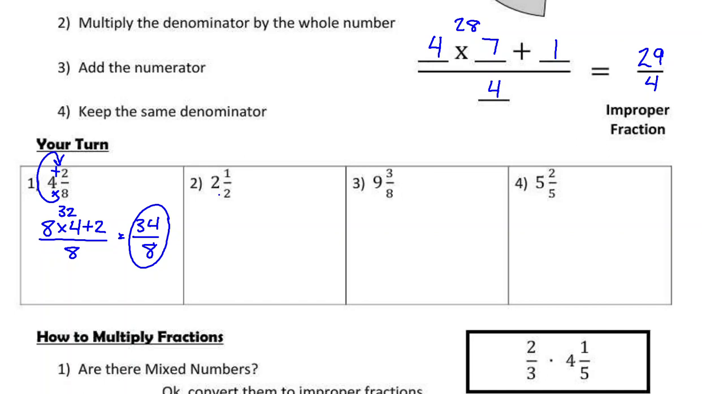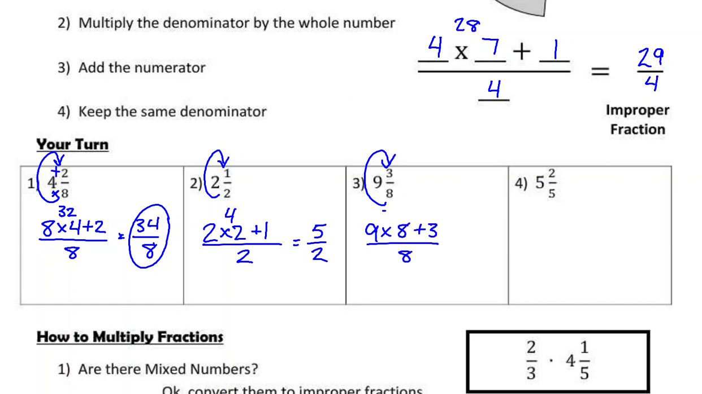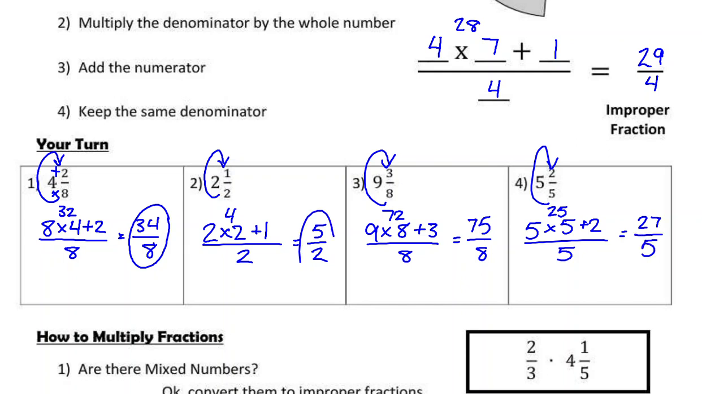So for number 2, 2 times 2 plus 1 over 2. So that's 4 plus 1, which is 5 over 2. 9 times 8 plus 3, all over 8. 72 is 9 times 8. Plus 3 would be 75 over 8. And then this one here, 5 times 5 plus 2 over 5. 5 times 5 is 25, plus 2 more is 27 over 5. So those are your three answers there.